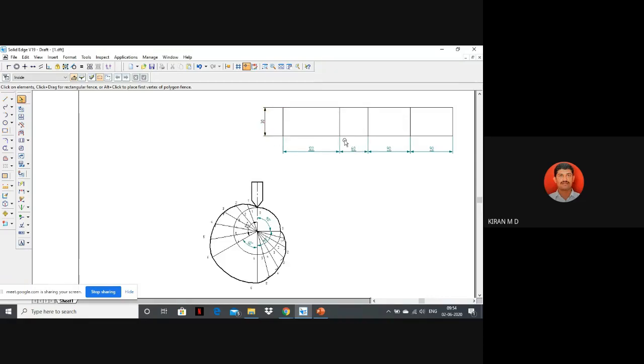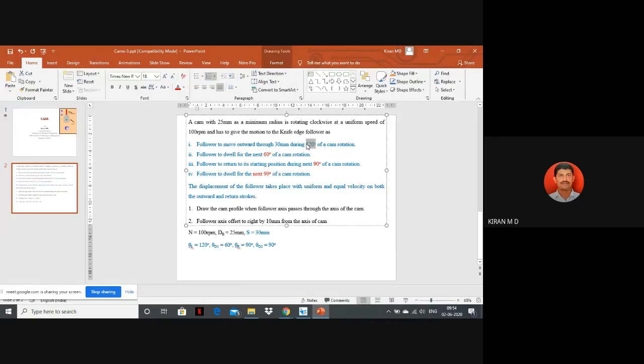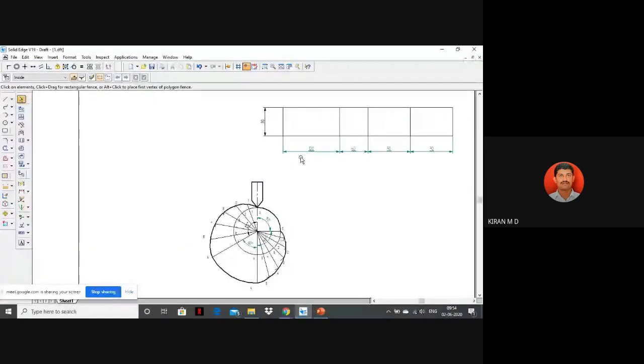Then you divide this rectangle according to the angle of lift, the angle of dwell, the angle of return, and again the angle of dwell. Is it clear? Yes, sir.